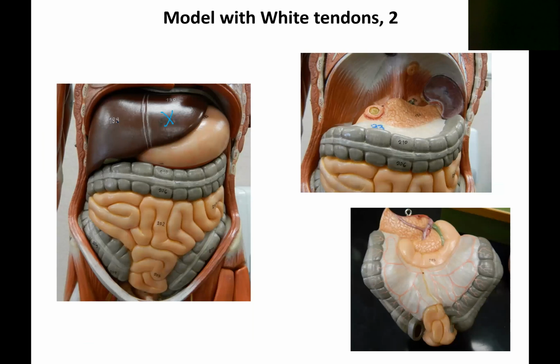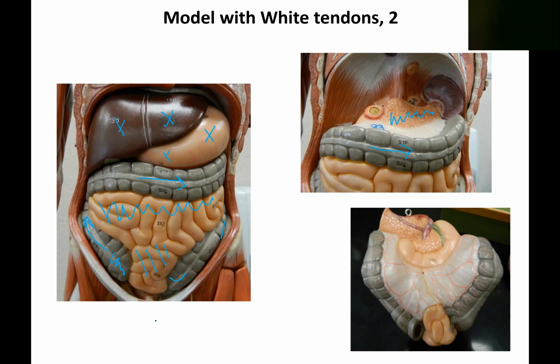Okay, left lobe of the liver, right lobe of the liver, body of the stomach, pyloric stomach, transverse colon, ascending colon, cecum, jejunum, ileum, descending colon, sigmoid colon, pancreas. This is behind the liver and the stomach, transverse colon.